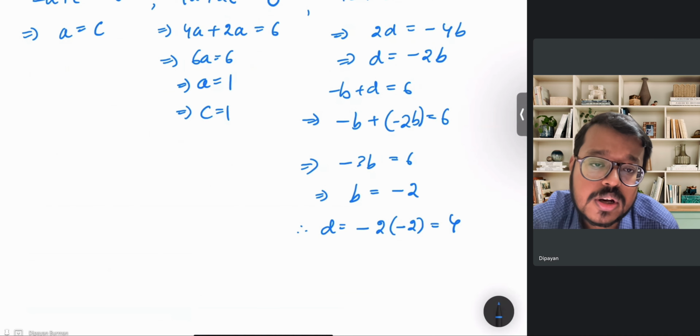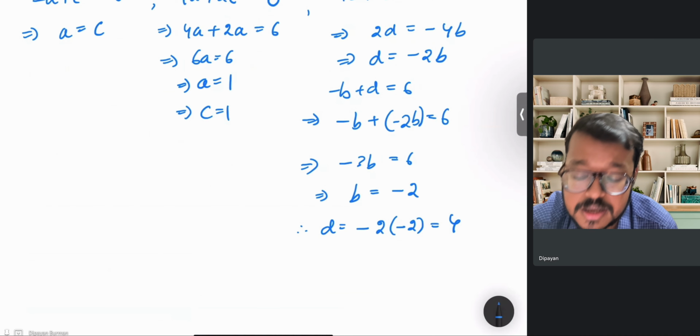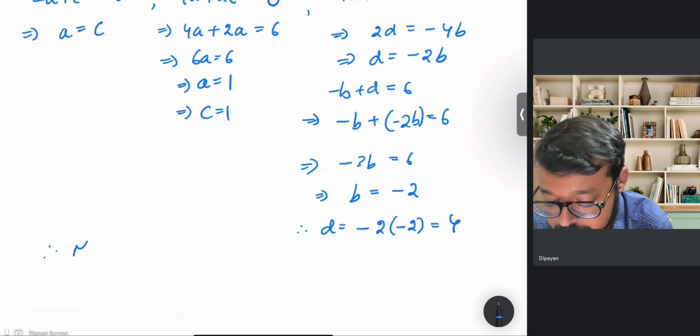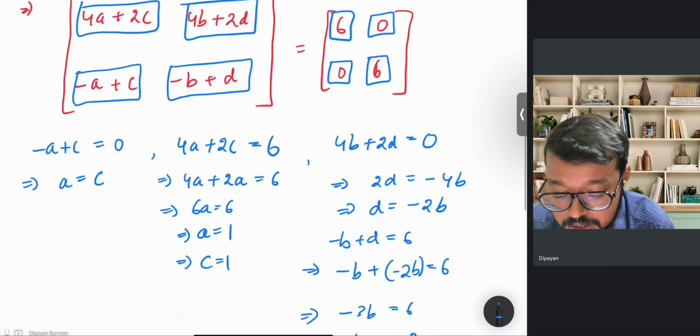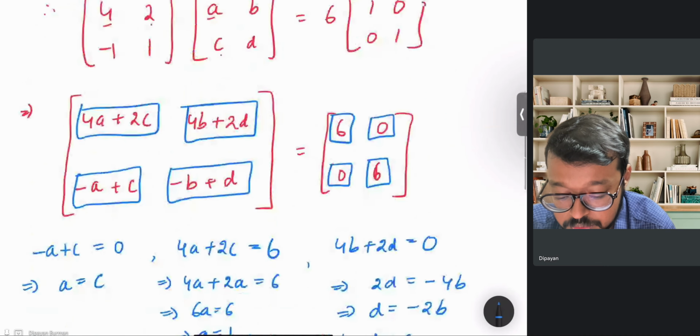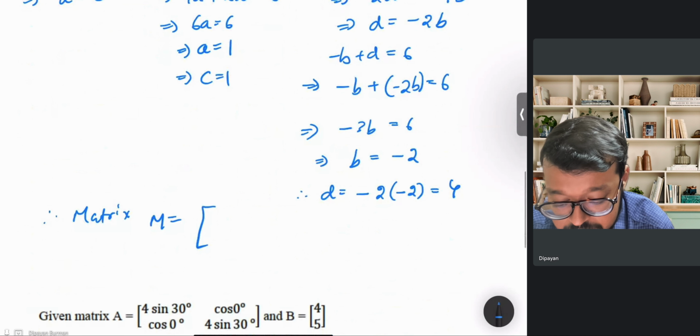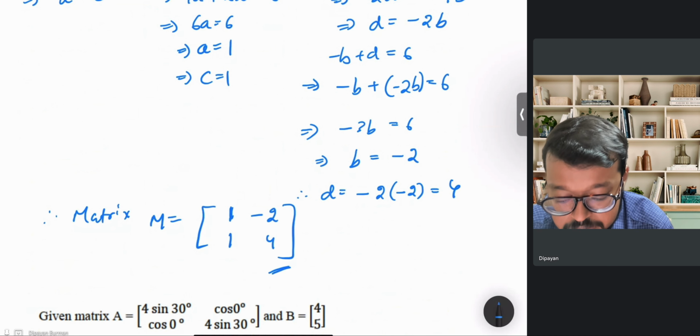Now I have found the values of the variables, but I still have to find my matrix M, that was A, B, C, D. So I will just plug in the values: A is 1, B is minus 2, C is 1 and D is 4. So this is my matrix M.